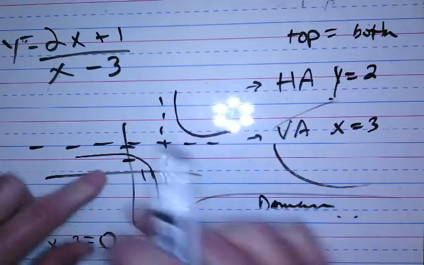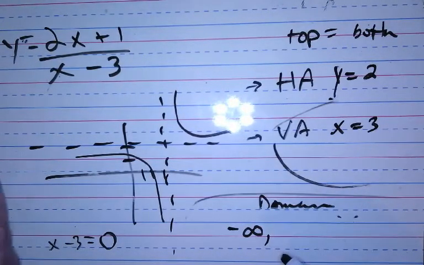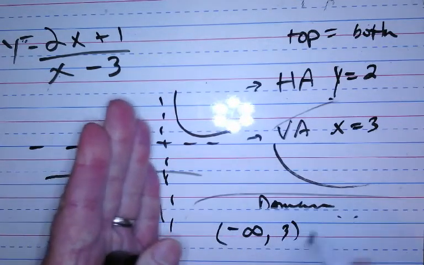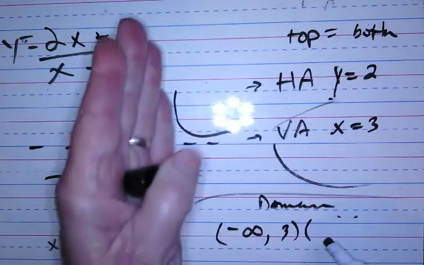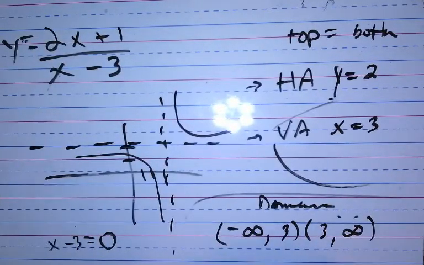And so what's the domain? Since there's 2 pictures, I know it goes from negative infinity all the way to positive 3. And then from positive 3, this other domain starts at 3 and goes to the right. Boom! We always go from left to right. Let's do that again.